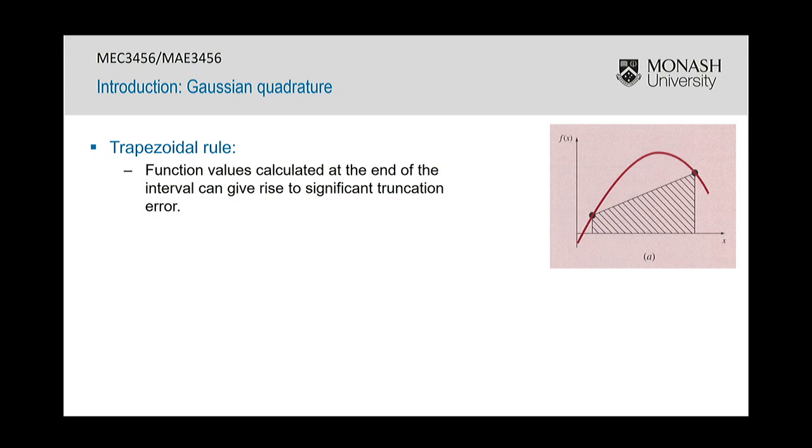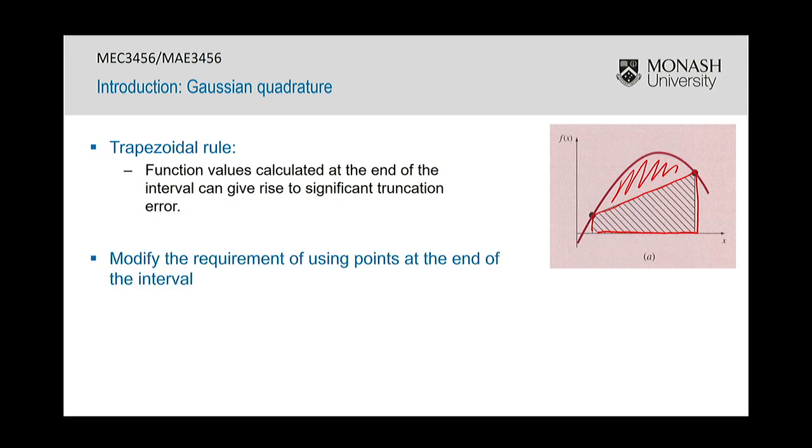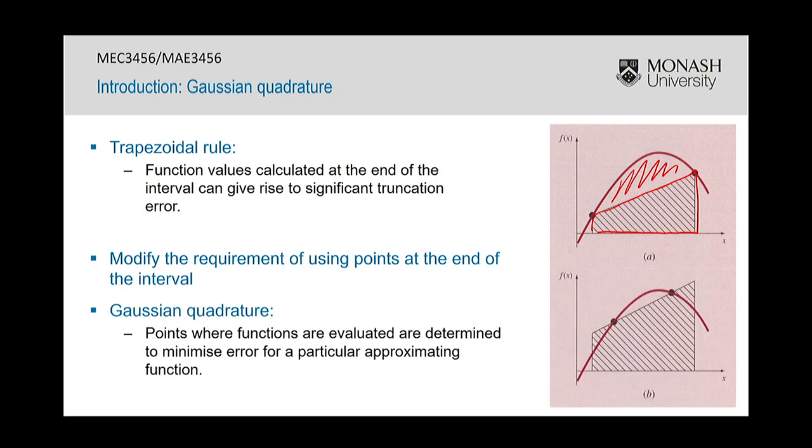In the trapezoidal rule, two function values are calculated at the endpoints of the interval, and then an estimate of the integral is made, as in this figure here, given by this black shaded region. We can see that there's significant truncation error when we do this. What happens if we modify the requirement that we have to use the endpoints of the intervals? Perhaps we can choose some points on the inside of the interval which is going to give us a better estimate of the actual integral. And indeed that's what we do with Gaussian quadrature.